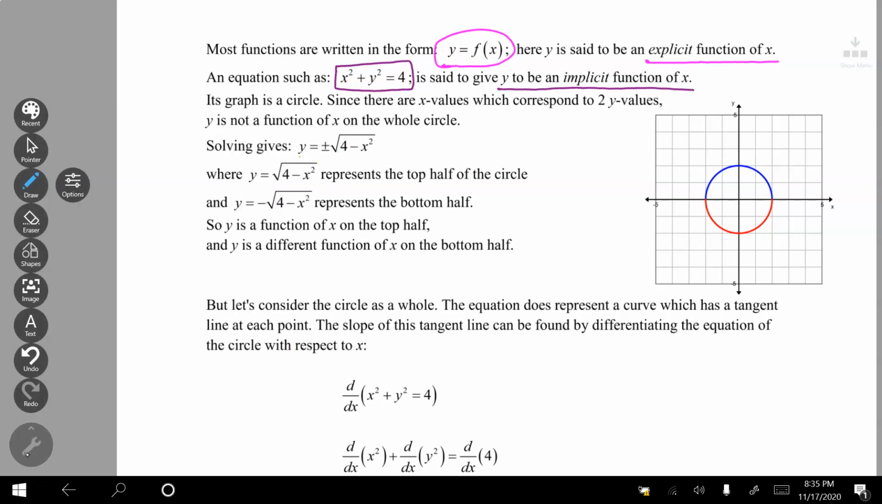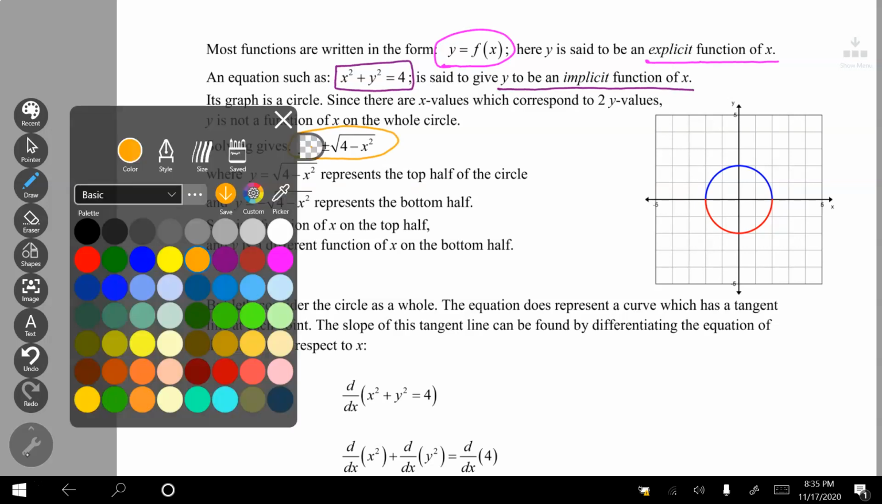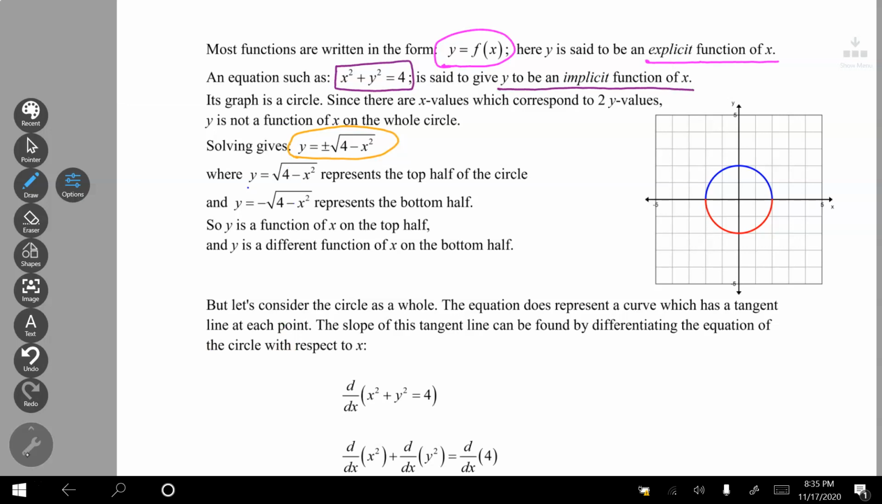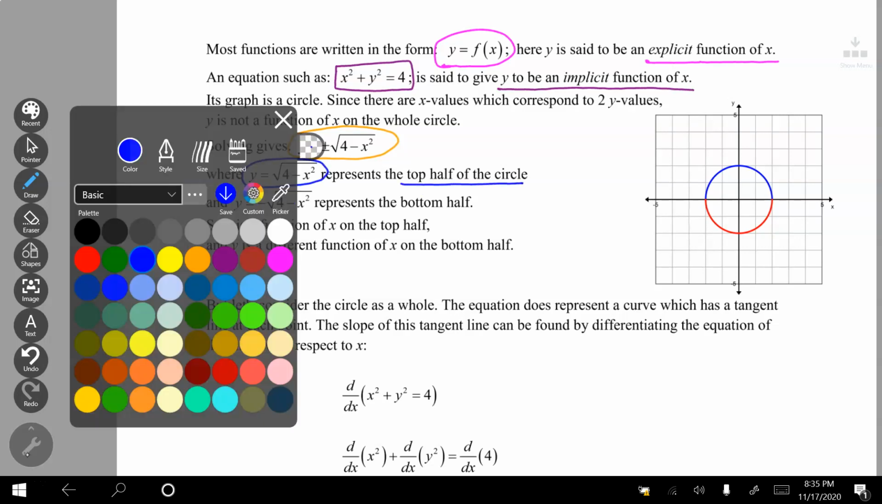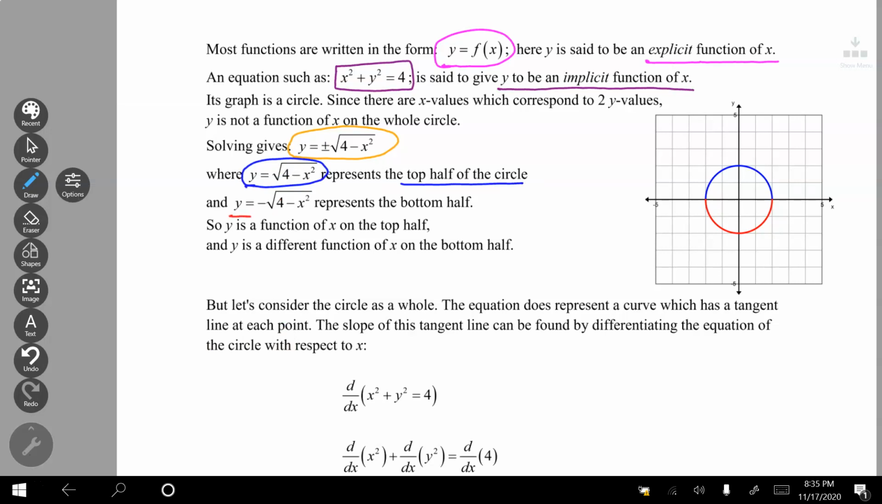Choose. I would get this equation right here. And notice there's a plus minus sign in front of it because technically this is the upper half of the circle and this is the bottom half of the circle. And that's the only way I could represent a circle. I have to write 2 half functions, the upper half and the lower half.